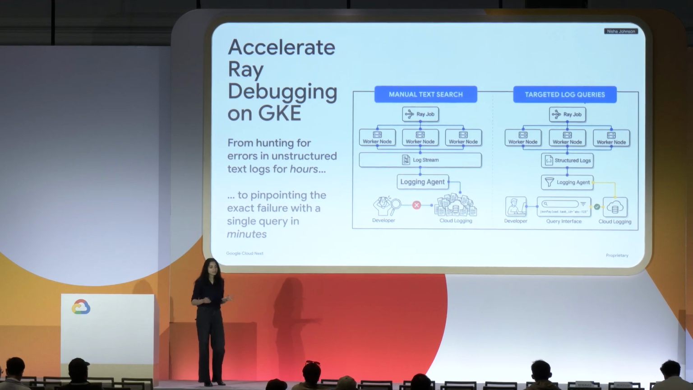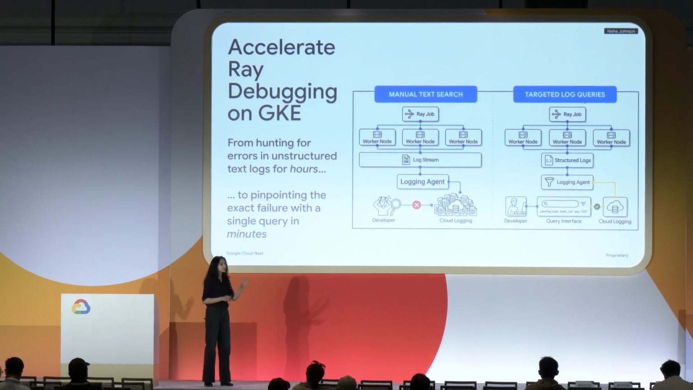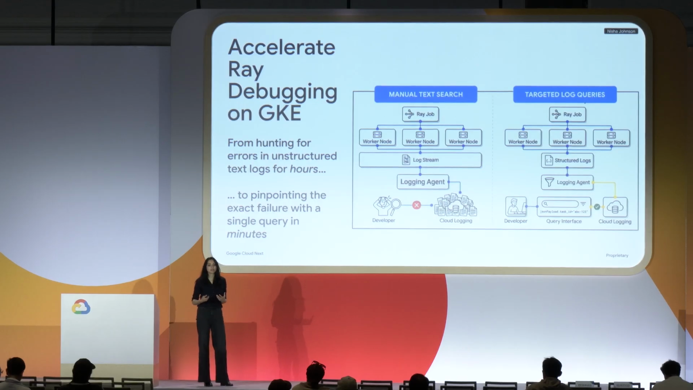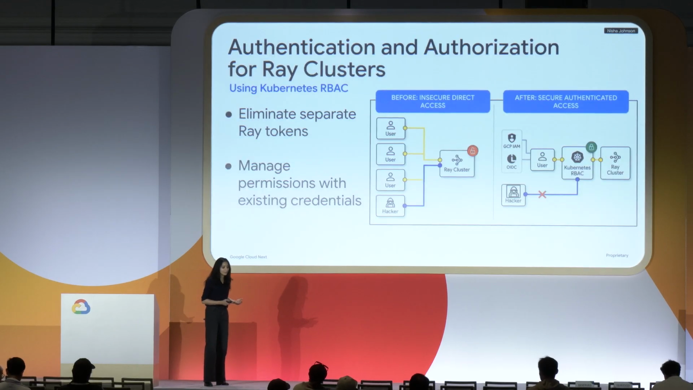Now just imagine that a single task is failing. Instead of scanning through all of those unstructured text logs, you just run a query that looks for the task ID and the error severity that you're looking for, and the error would then pop up.